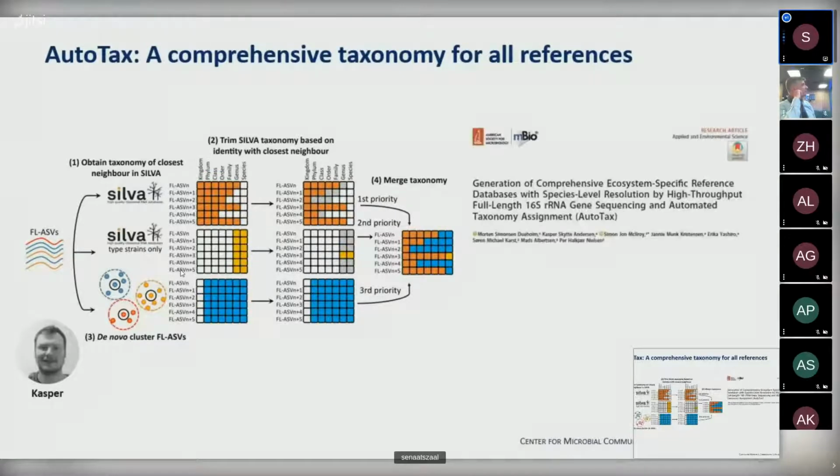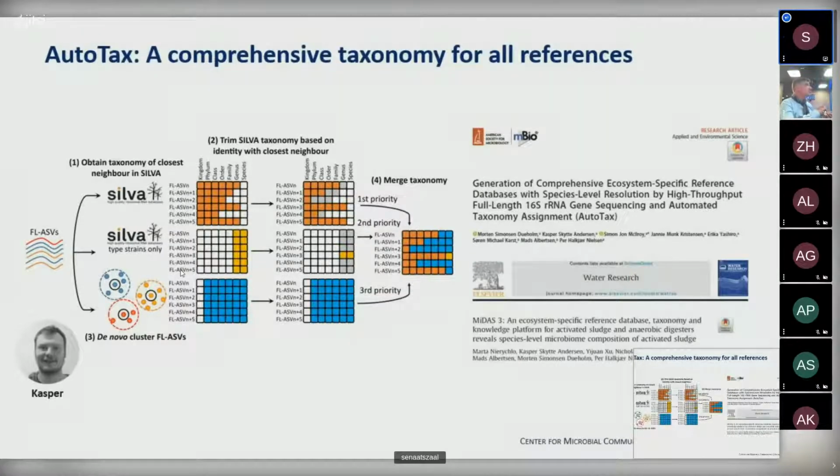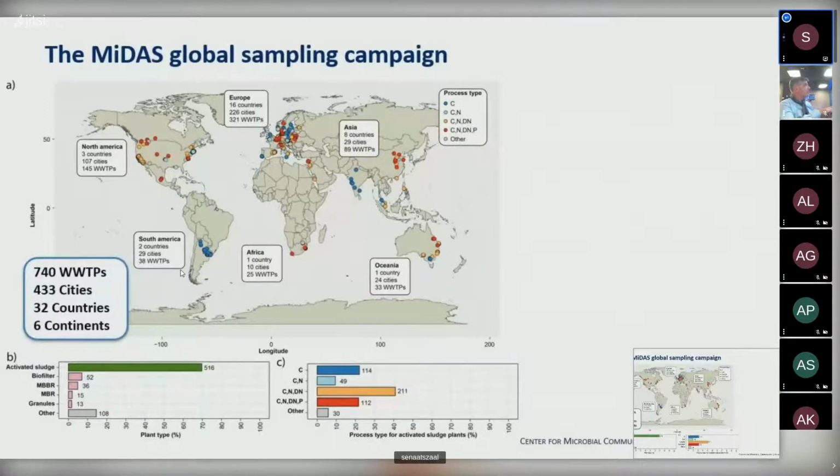So if you want to learn more about this technique, you can go to our paper and read about it. Also, this technology was what was used to create the MiDAS 3 database, which is based on Danish wastewater treatment plants and anaerobic digesters. Although the MiDAS 3 database works very well, even for global samples, it's still only based on data from Denmark, and there could be a lot of diversity which we are still missing.